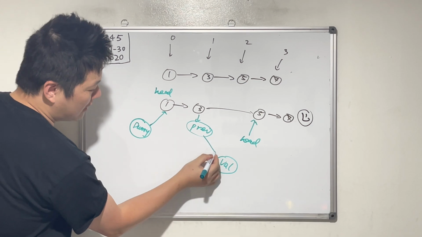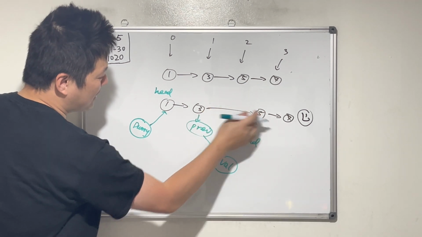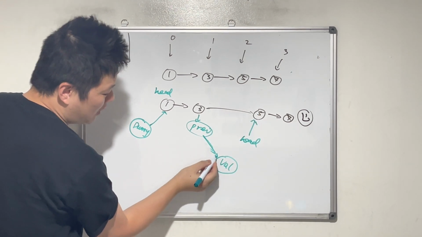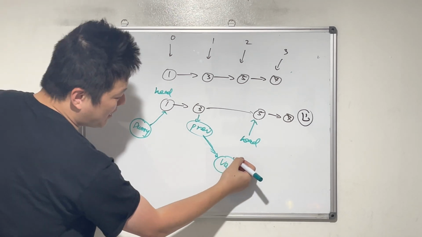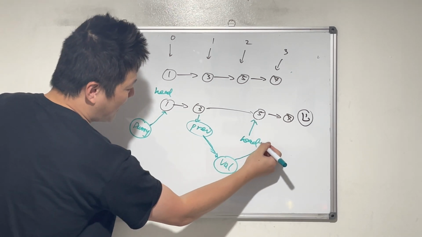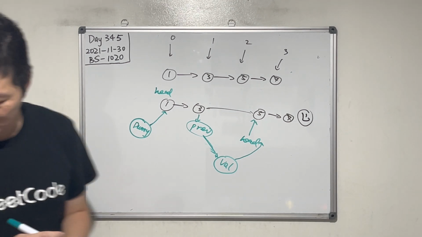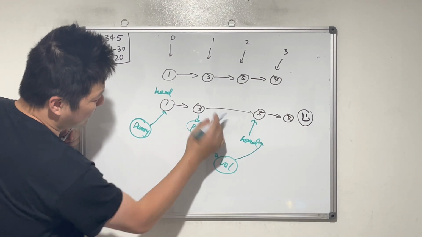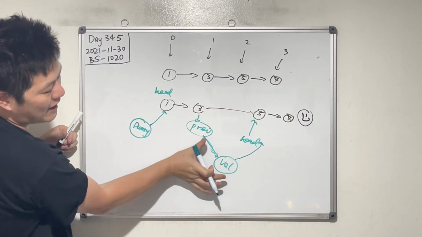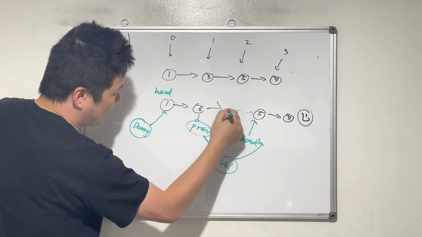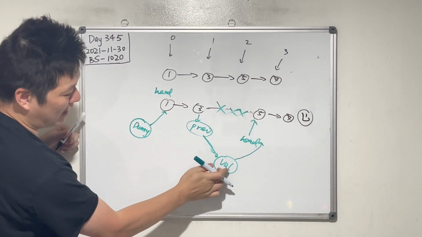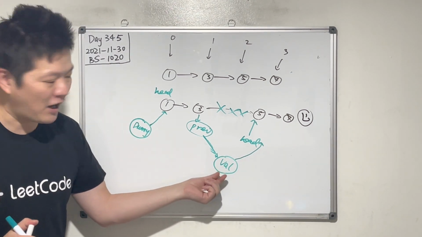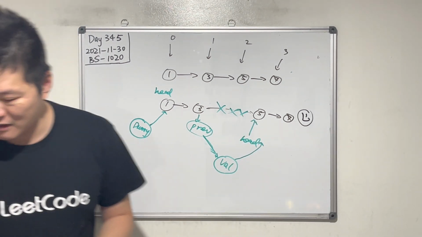I need to save this value first. So previous.next equals value, and value.next will equal the head, right? Make sense? Because this previous.next is this one, so I reassign it to value. It's basically the same as cutting this and reassigning to value, and value's next is the head. In this way, we are actually putting a new node between these two nodes. Make sense?